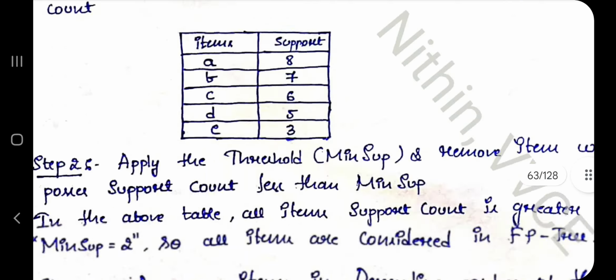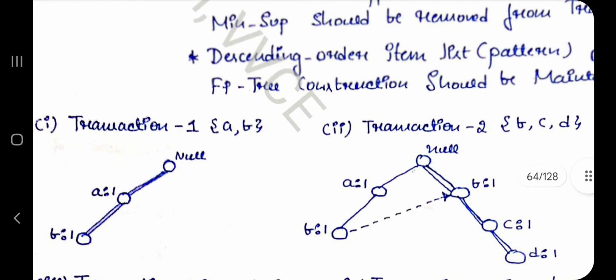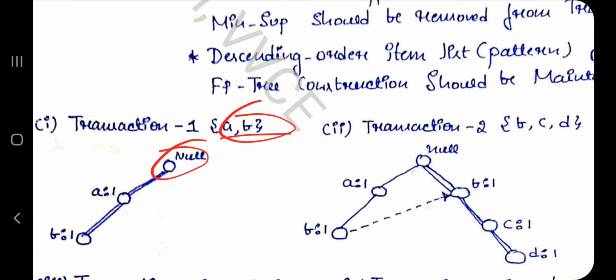The first one is AB, right? So make a null node here. After that, consider AB. The first transaction, AB, you will write like this: A, then B. A has appeared only one time, B also only one time as of now, because this is the first one. AB appeared only one time, write it as such.